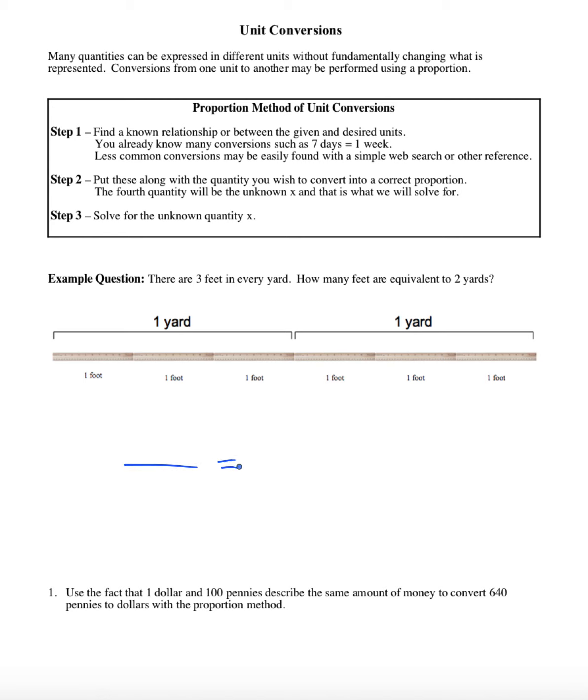A proportion has 2 fractions, and there are going to be 4 quantities involved. We'll use the given equivalency as part of our proportion. It says there's 3 feet in every yard. That's a known equivalency. That 3 feet equals 1 yard. So let's go ahead and put those into the proportion now. I'm putting them on the top and bottom here together because they represent the same distance.